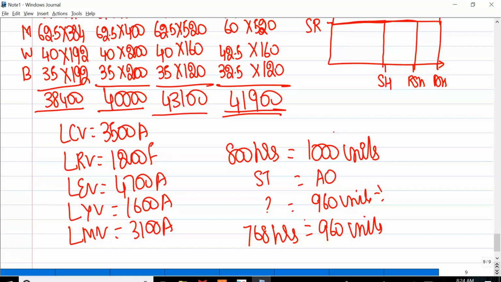Let me know if there are any doubts on this. I don't have much to explain. The explanation of standard costing ended in the first 30 minutes of the class which we had done. Whatever explanation was given in the first 30 minutes is more than enough for every area of standard costing. Let me know if there are any doubts.